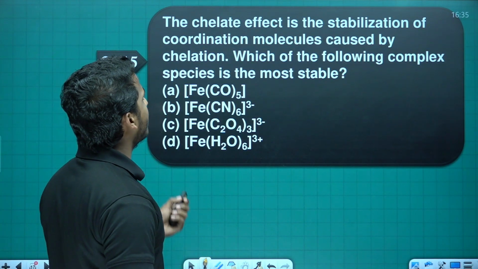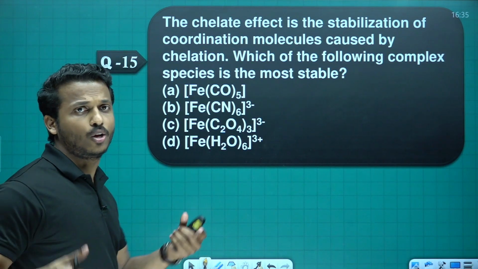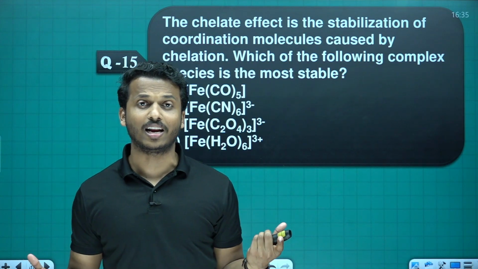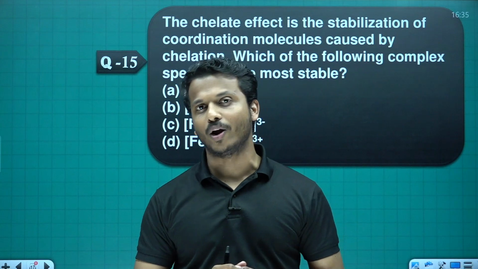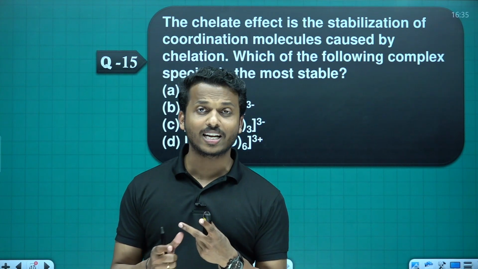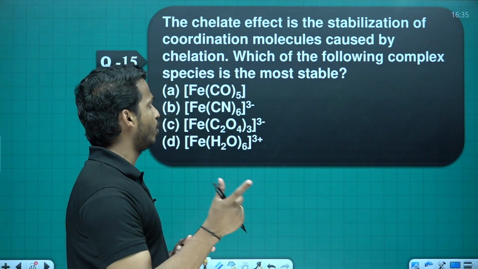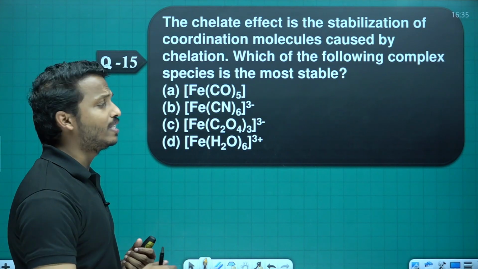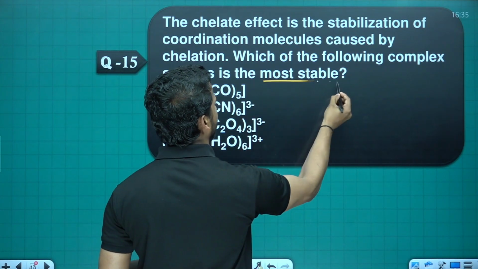Then the chelate effect is a stabilization, right? Chelating ligands are there in the complex. What is a chelating ligand? They are bidentate or polydentate ligands. If there is a chelating ligand in your complex, we studied that it gives stability. Which of the following complex species is the most stable due to chelation?